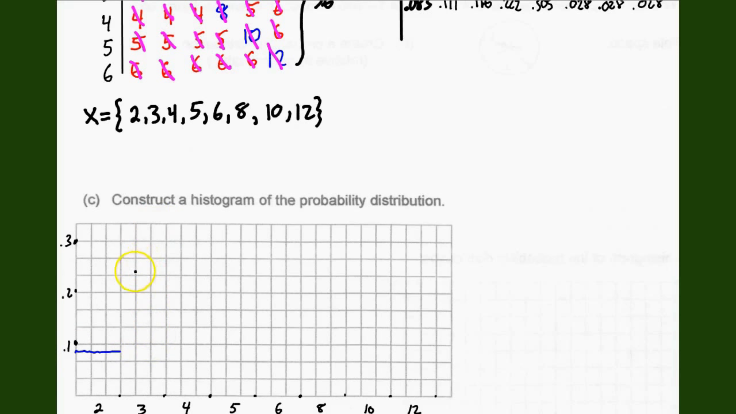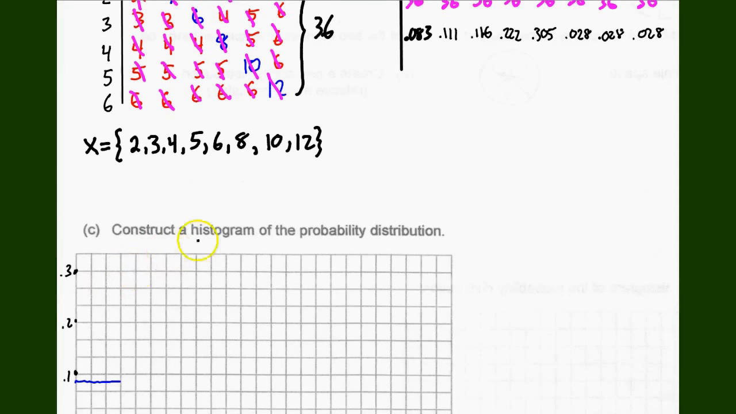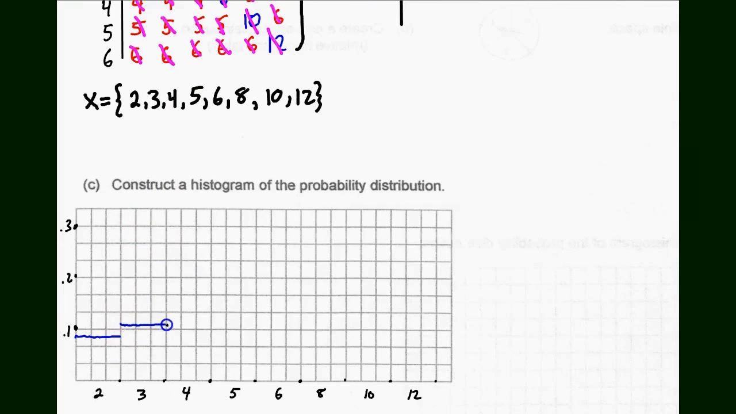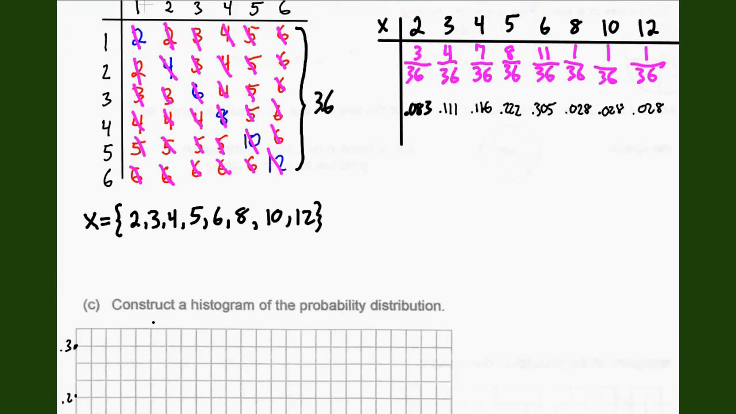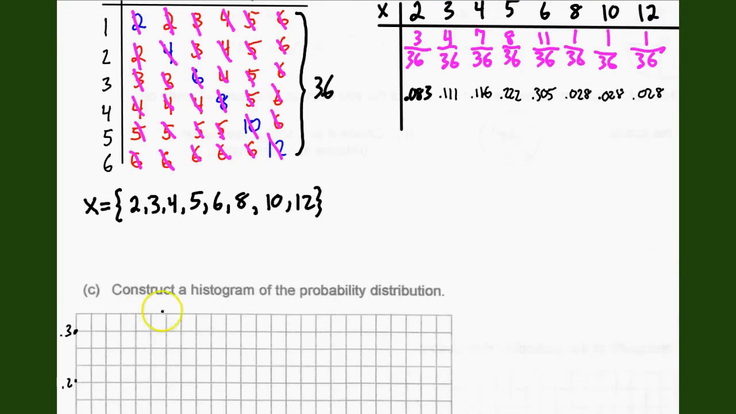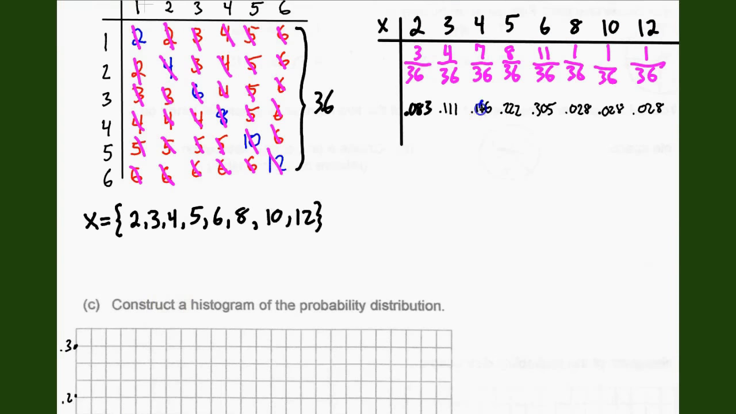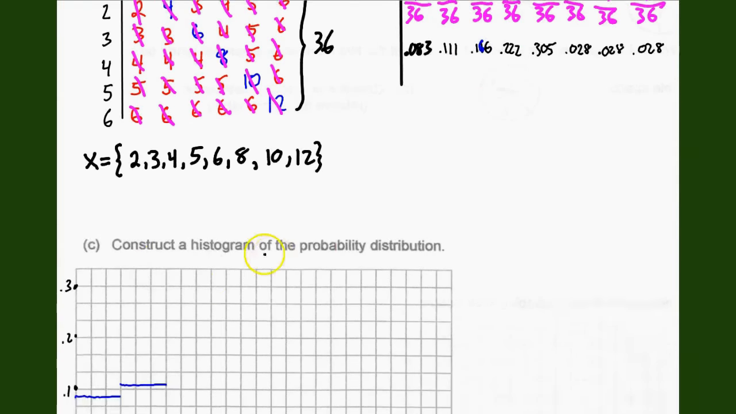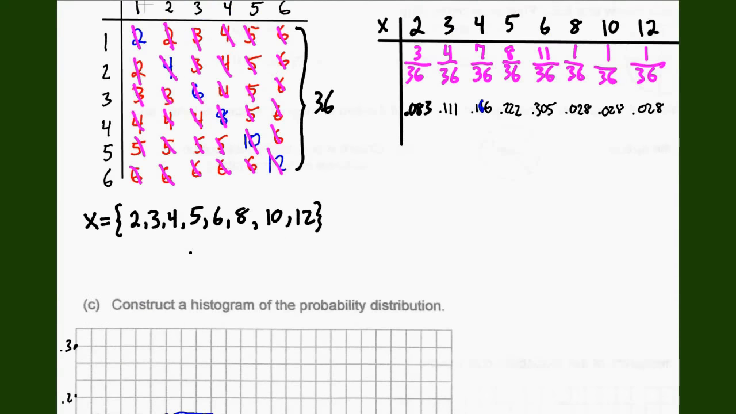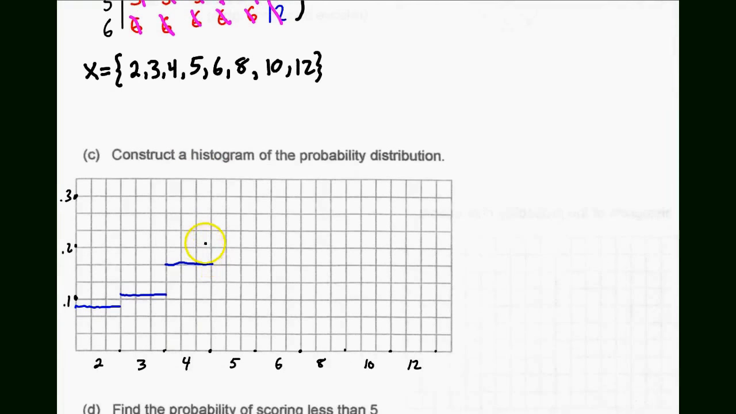And 3.111. And then 4.116. Oh no, I think that should be 6.166. 5, we got 0.222.